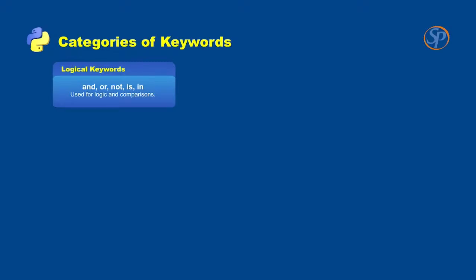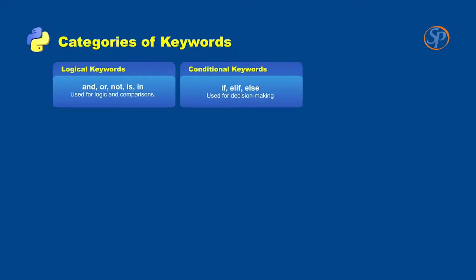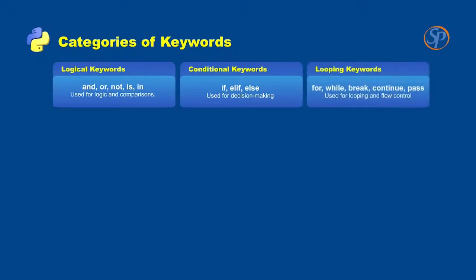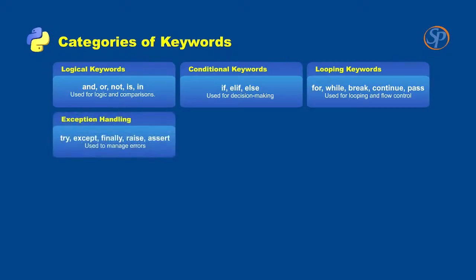not, is, in. These are used for logic and for comparisons. Conditional keywords: those are if, elif, else. These are used for decision making. Looping keywords: for, while, break, continue, pass. These are used for looping and flow control.